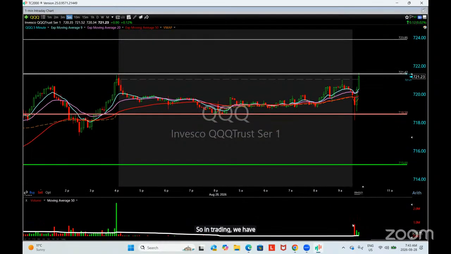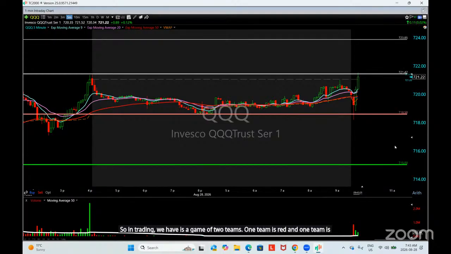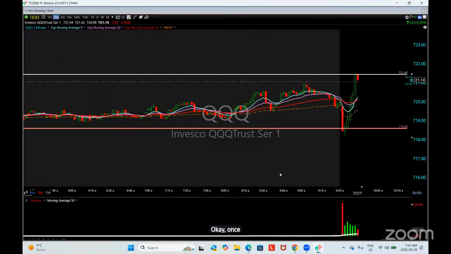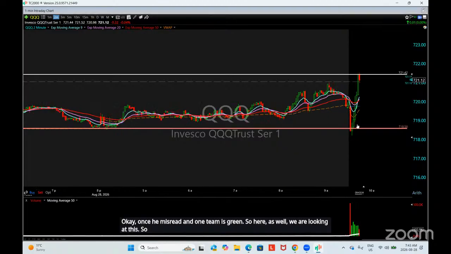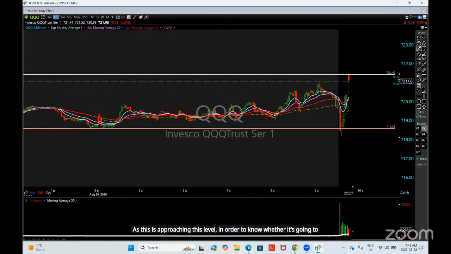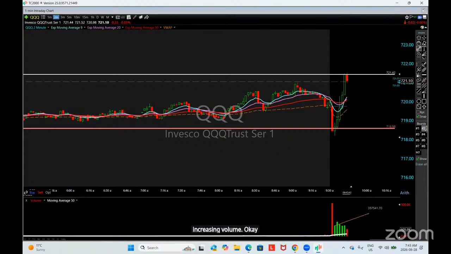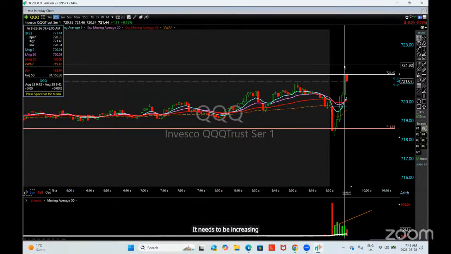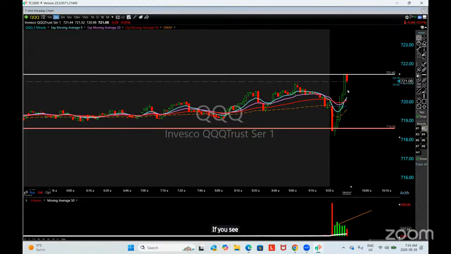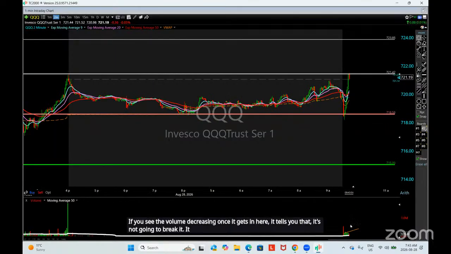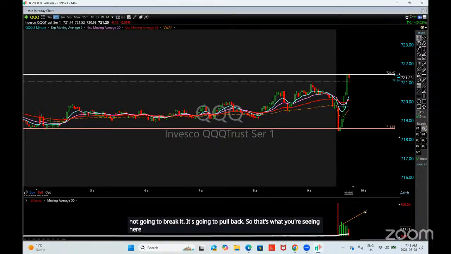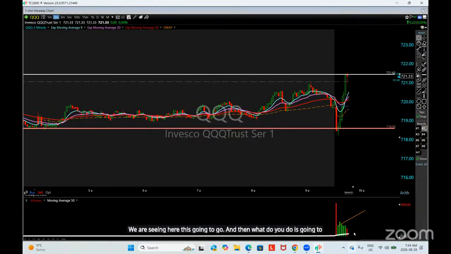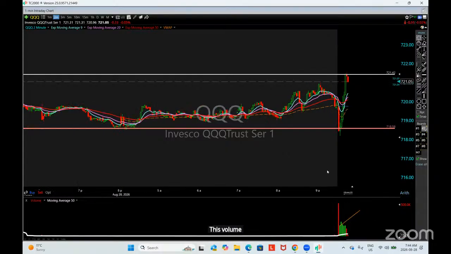In trading, it's a game of two teams. One team is red and one team is green. As this approaches this level, in order to know whether it's going to break, you need to see increasing volume. See these volume bars? It needs to be increasing, especially once it's getting into this area. If you see the volume decreasing once it gets in here, it tells you that it's not going to break it. It's going to pull back. So it can play games for some time, but in order for this to break, it has to get increasing volume.